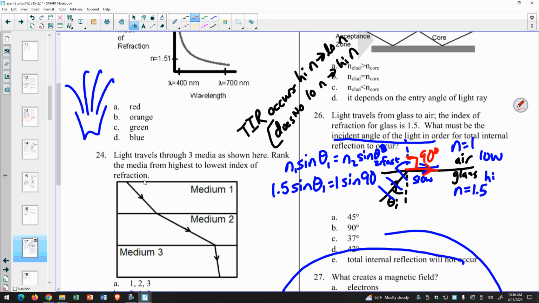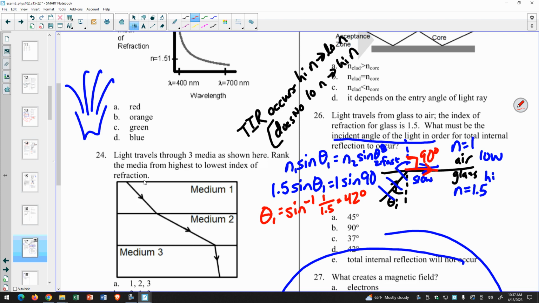Okay? And then I don't know what the answer was. Do y'all know what it is? 42. Yeah, so if I solve this for theta, I get theta 1 is the inverse sine of 1 divided by 1.5, which is equal to 42 degrees. Thank you, Wayne. Okay? Is that good? Those are probably the more complex. Don't forget that if I get an error in my calculator, it's because total internal reflection doesn't occur because I'm trying to move from a low to a high index.